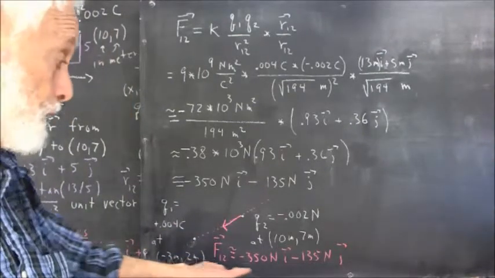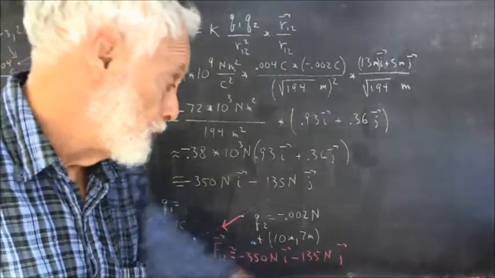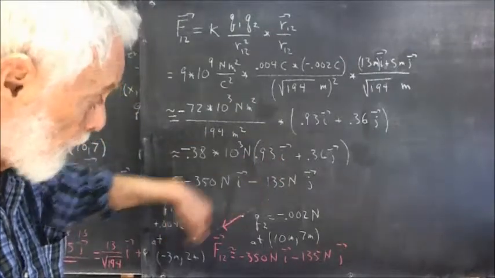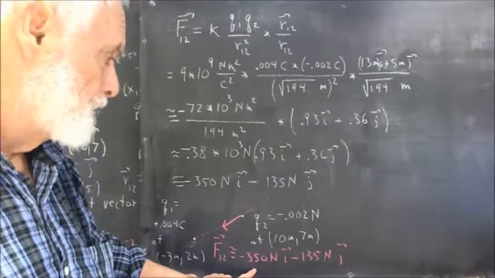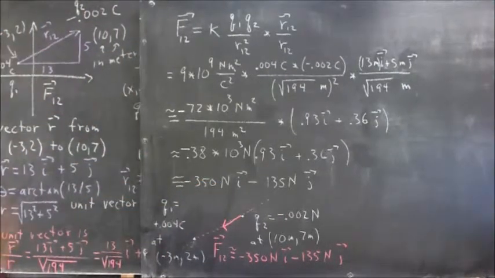Okay, F12 is approximately negative 350 newtons times i minus 135 newtons times j. That's pointing into the third quadrant, as this vector is, and the x component is over twice as great as the y component, which pretty much fits this picture if they're to scale. Now, we can do a further check, and it's worthwhile doing now, so we have a deeper understanding of just the mathematics of these calculations before we talk too much about the physics.